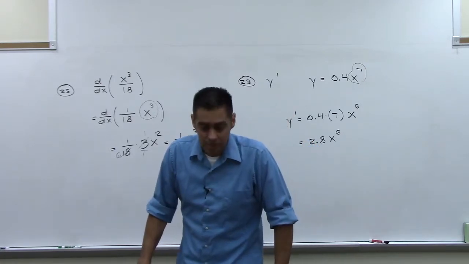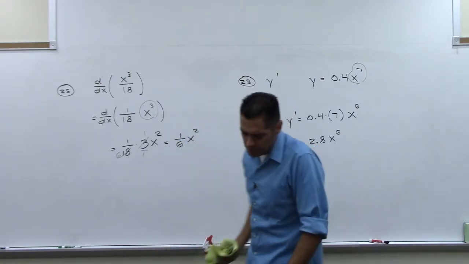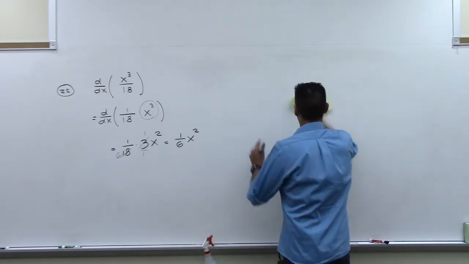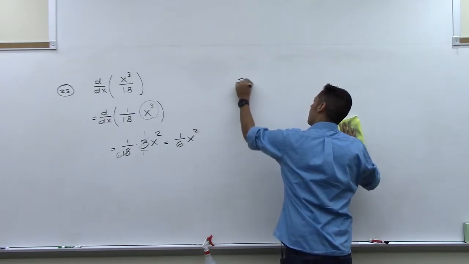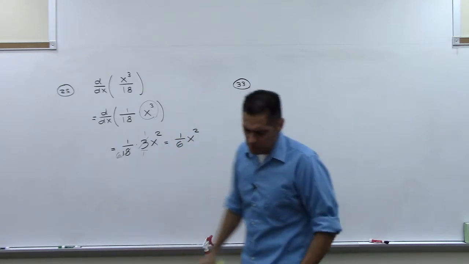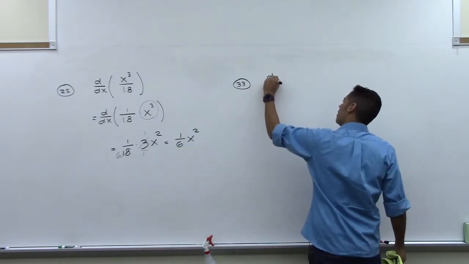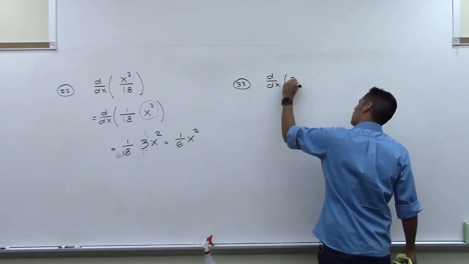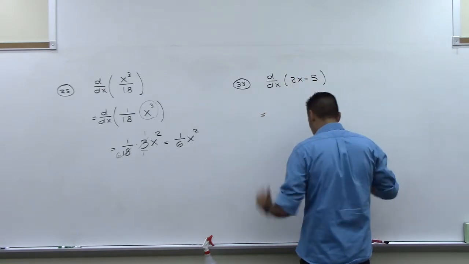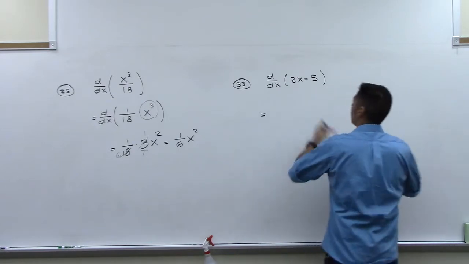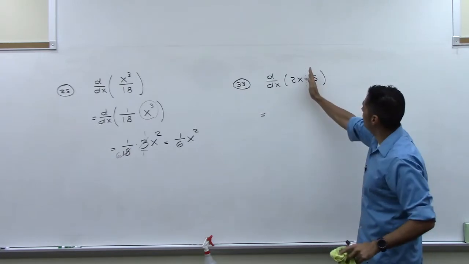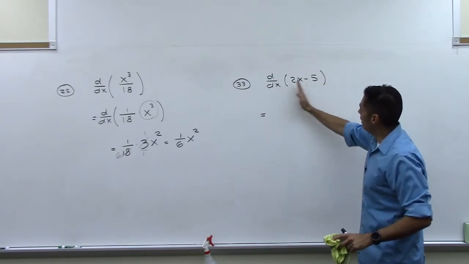All right, let me see here. Now we're going to move on to 33. So for 33, we have the derivative with respect to x of 2x minus 5. Okay, so this is the first time we've actually had two separate terms. Terms are separated by addition and subtraction. So I have a subtraction sign here, so I'm going to take the derivative of these individually.